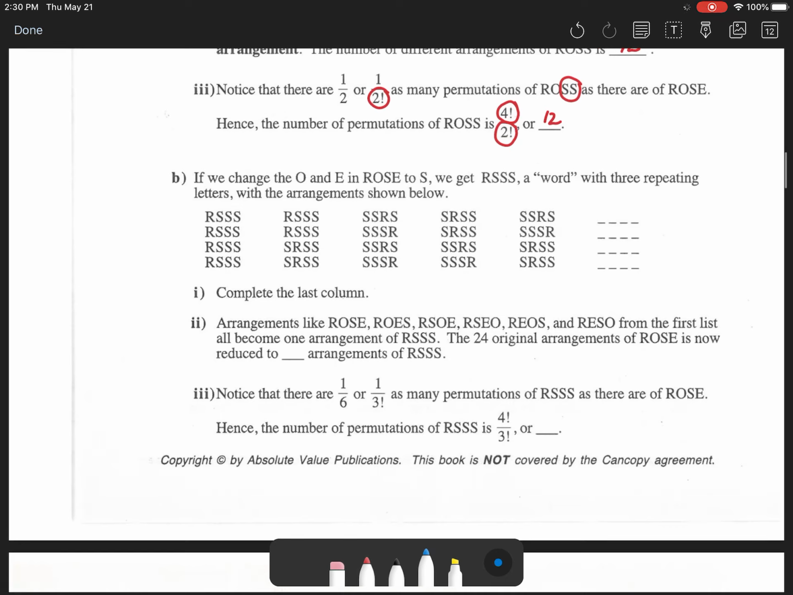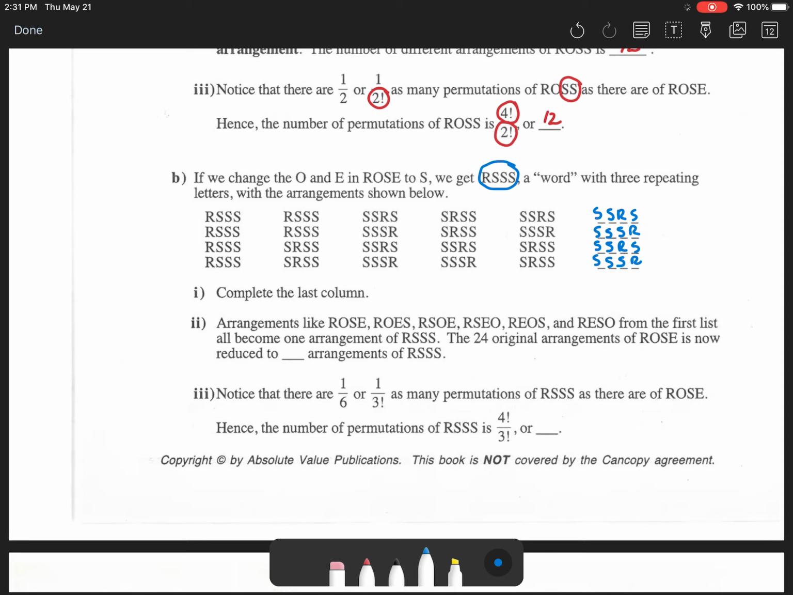So when I move on to B now, you're going to see a very similar thing. In B, we're changing the O and the E to S's. So now what we have is this, RSSS. So what would happen with RSSS? If I'm going to fill those in, I'm going to have SSRS now as the first one in the last column, then S, S, S, and then R. Finally, SSRS, and 3 S's and an R.